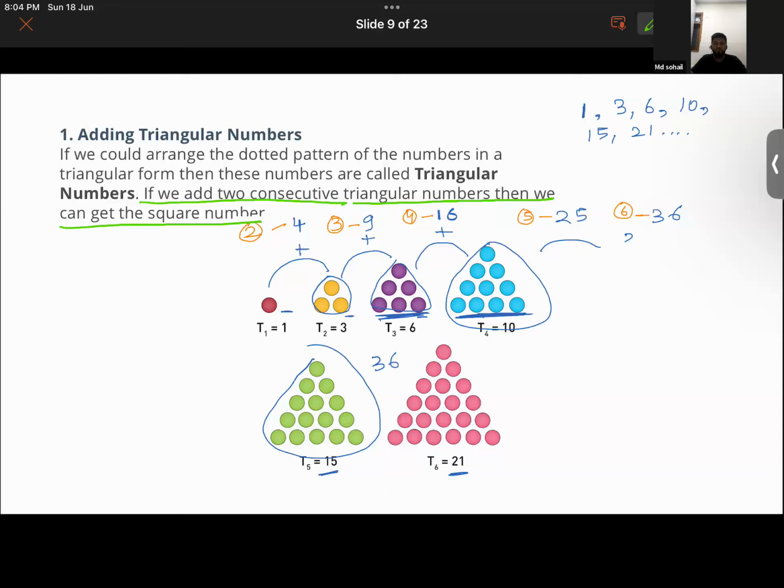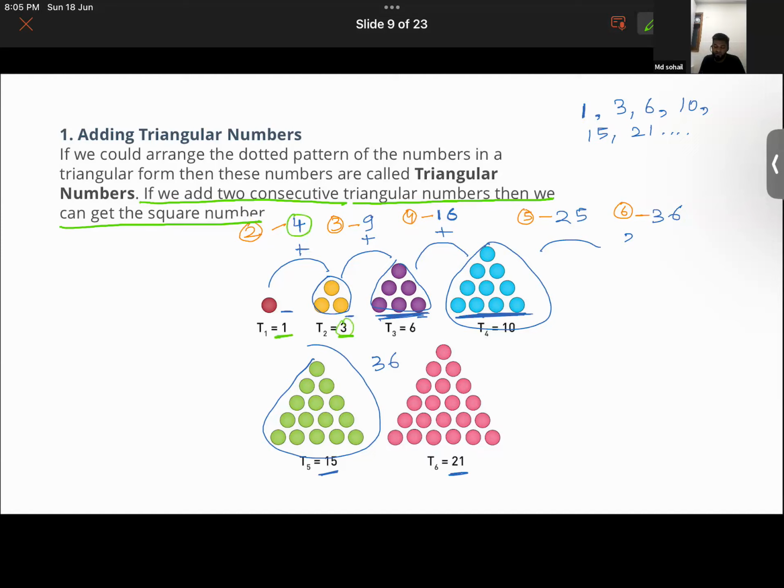For example, look at the figure. There are so many examples given in the figure. We just talked about them. These are all consecutive triangular numbers. So the example is what? 1 plus 3. See here, this 1 and this 3, you add and you get 4. 4 is a square number.